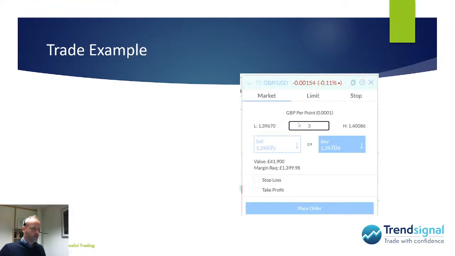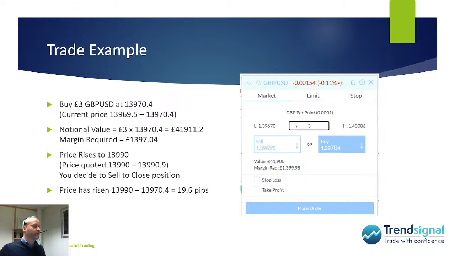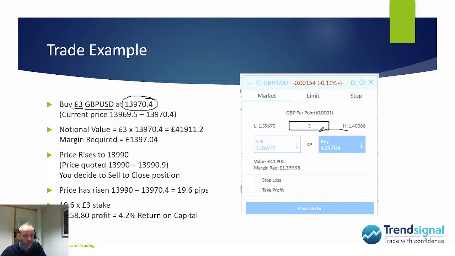Okay. Couple of examples. We can go through this relatively quickly here. If I wanted to buy pound against the US dollar, £3 a point, and I wanted to do it at 13970.4. Remember, that would be the buy price that we're doing it here. Let's quickly work out the notional value of that. 3 times by the price. Remember, I've adjusted it to put the decimal point after where the font is increased. Effectively, that tells us the notional value. £3 per point times by the price gives me my notional value.